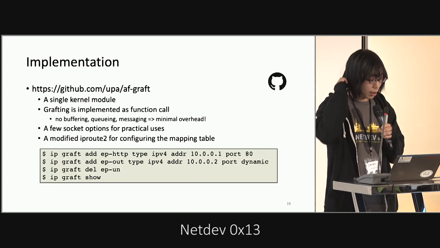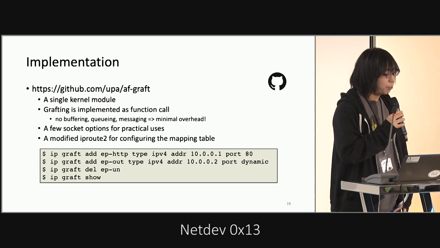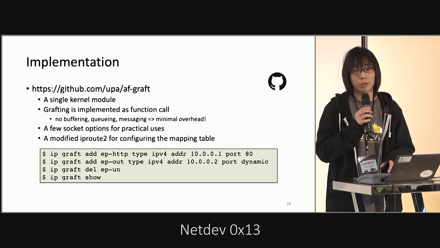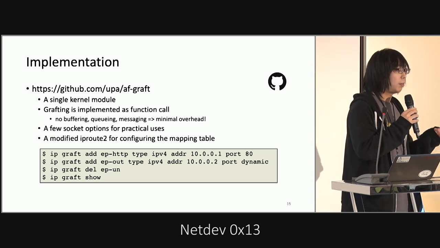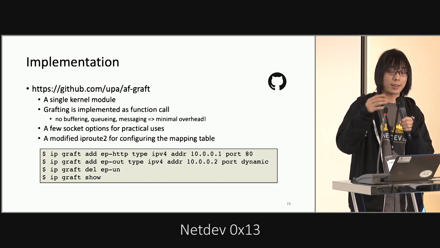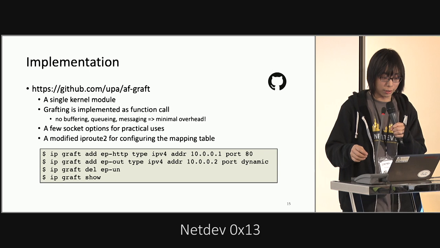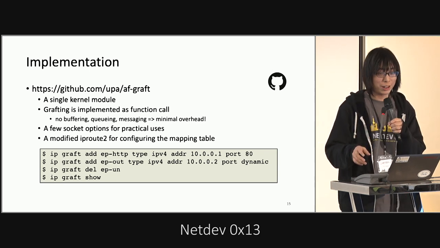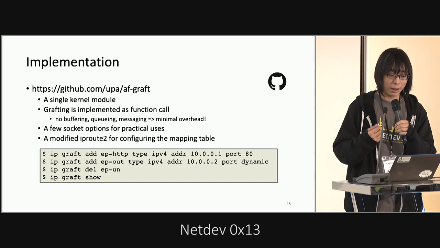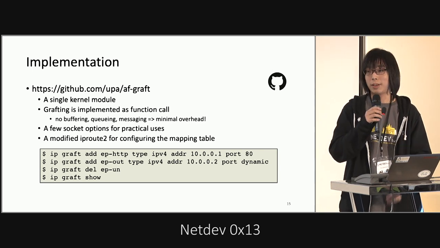We implemented AF_GRAFT as a single kernel module, and it is available on GitHub. An important thing is that the grafting is implemented as a function call. There is no messaging, queuing or buffering, which means the overhead is very minimal. The implementation of sendmsg of the AF_GRAFT socket just calls the implementation of the host socket. To manage the AF_GRAFT and host endpoint mapping tables, I modified iproute2. You can configure the mapping table using ip graft add EP-HTTP type and so on, like ip route add or ip route del.